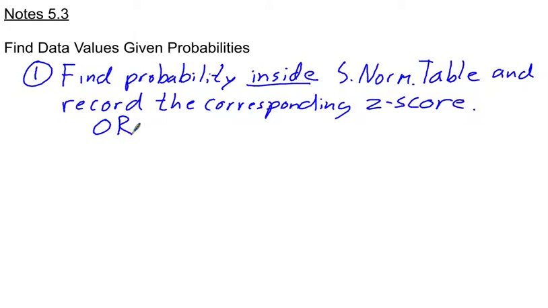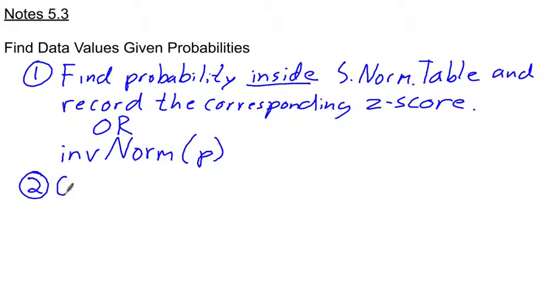Or we can use the calculator. The calculator has an inverse normal function. You would find this in the same location. You'd hit second and then the distribution menu, and this would be option number 3. And we can just type our probability value in here, and the calculator will give us the corresponding z-score. After we have the z-score, we need to do step 2, which is convert the z-score to a data value.